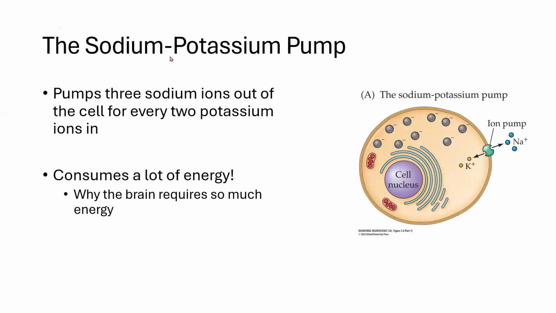Okay. And now something very important we're going to talk about is called the sodium-potassium pump. What happens is it pumps 3 sodium ions out of the cell for every 2 potassium ions in. So this is what actually helps keep the equilibrium, the resting potential that we saw. But it consumes a lot of energy. We are pumping 3 out to get 2 into the cell. That's kind of a losing situation. And this is why the brain requires so much energy. I touch on this because the textbook mentions it, but I am not going to talk about this in class.